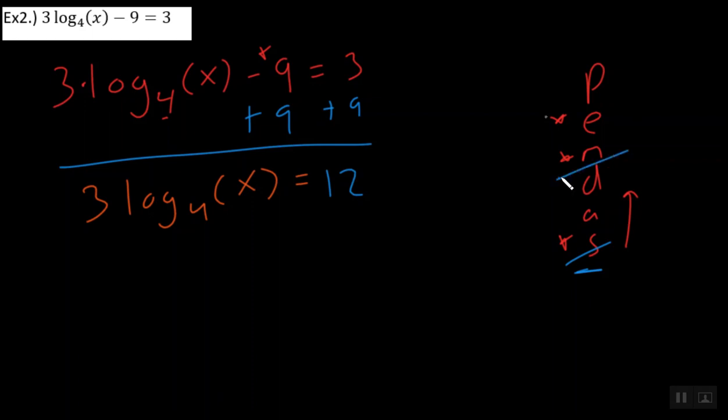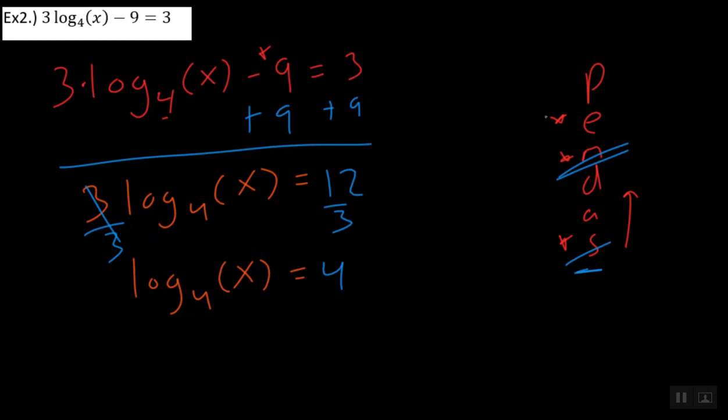Here, let's get rid of our multiplication. We can divide both sides by 3. And now we have this: log base 4 of x is equal to 12 divided by 3, which is, of course, 4.